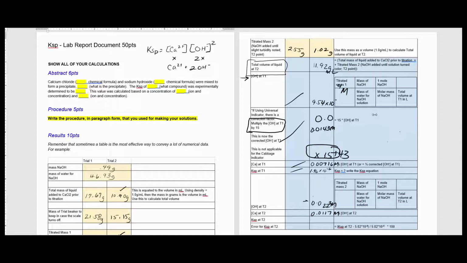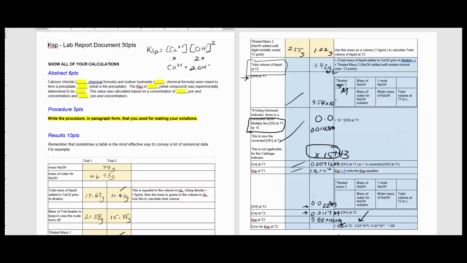And then the Ksp. I square the hydroxide value, multiply it by the calcium value, and I get 5.55 times 10 to the negative 6th. Then to find the error, just use this equation here. You use your Ksp value here. So for my sample, it would be 5.5 times 10 to the negative 6 minus the theoretical value, 5.02 times 10 to the negative 6. You take that difference, divide it by 5.02 times 10 to the negative 6, and then multiply it by 100. Now, we are working with very small numbers, so it is expected that you're going to have high error. The point is for you to see how these calculations occur.